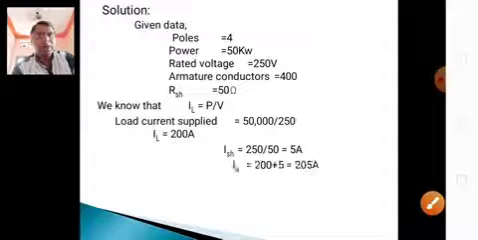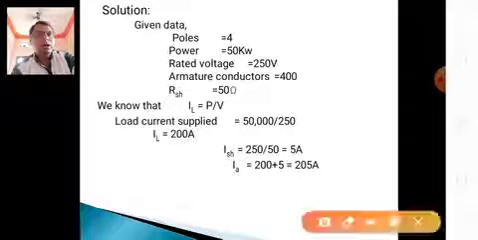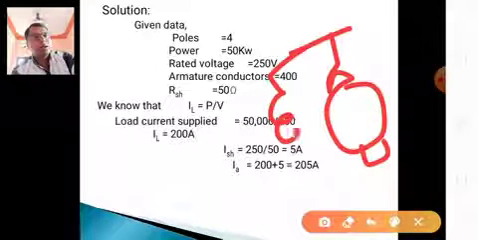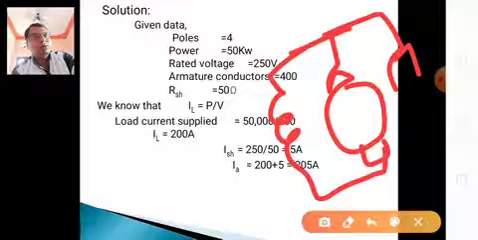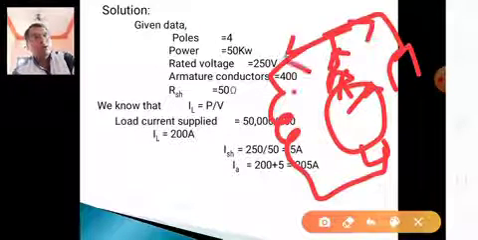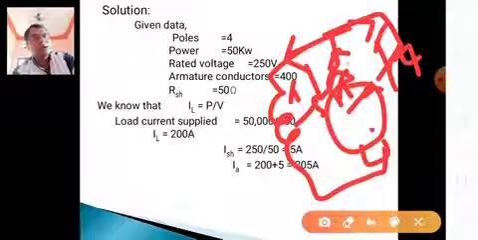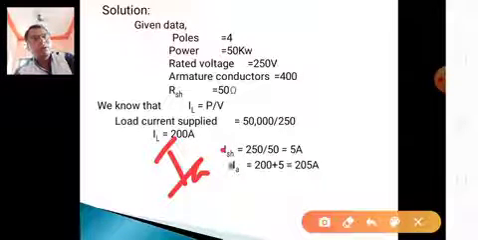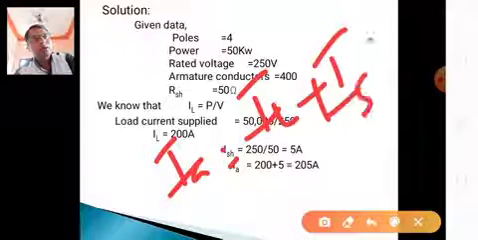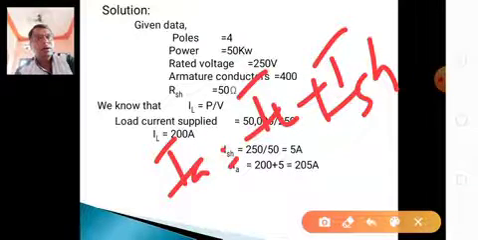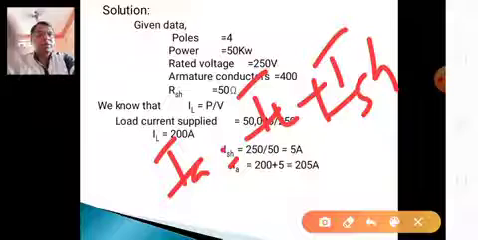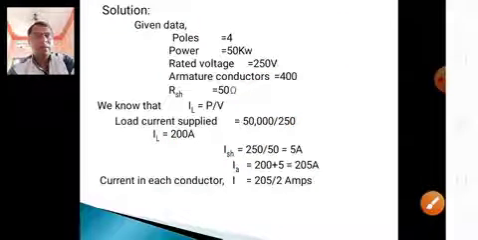Armature current IA equal to IL plus ISH, because this is the armature, here it is the field, and it is the load. The current in the armature is IA, here this current is ISH, and here it is IL. So IA equal to IL plus ISH. We have IL and ISH, so IA equal to 200 plus 5 amps, that is 205 amps.